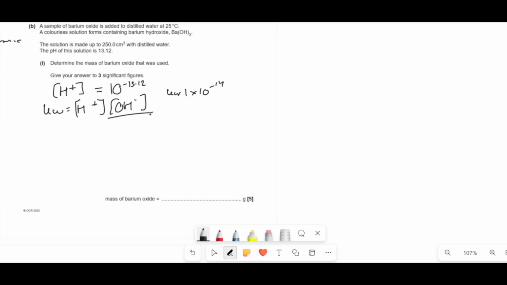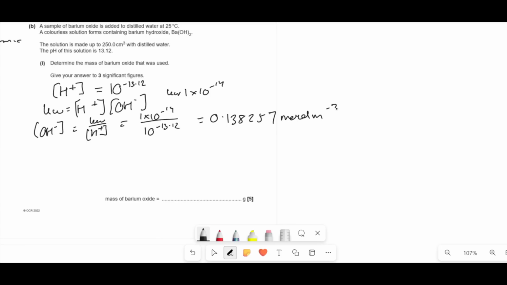So if I work this OH minus out, I need to think, where does that link to? Well, it's all coming from here. So therefore, I know that the concentration of OH minus, which must have come from here, equals Kw over H plus, which is 1 times 10 to the minus 14 over 10 to the minus 13.12. If I do that, I get 0.138257. Let's go with that. Right? And that's moles per decimeter cubed.